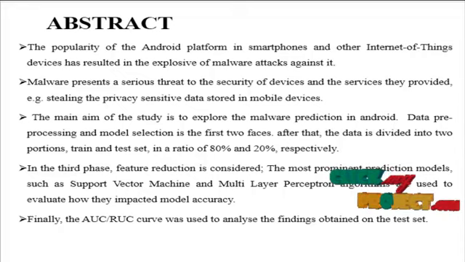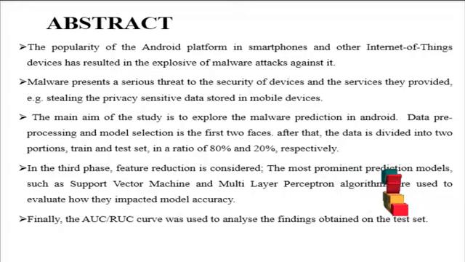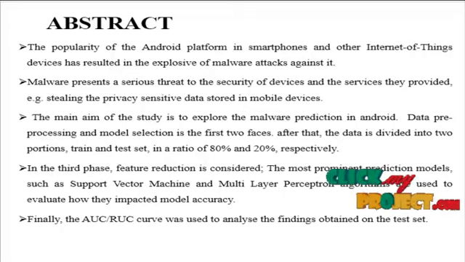Data preprocessing and model selection are the first two phases. After that, the data is divided into two portions, train and test sets, in the ratio of 80% and 20% respectively. In the third phase, feature reduction is considered. For feature reduction, we are using the principal component analysis algorithm, and the most prominent prediction models, such as support vector machine and multi-layer perceptron algorithms, are used to evaluate how they impact model accuracy. Finally, the AUC or ROC curve was used to analyze the findings obtained on the test set.